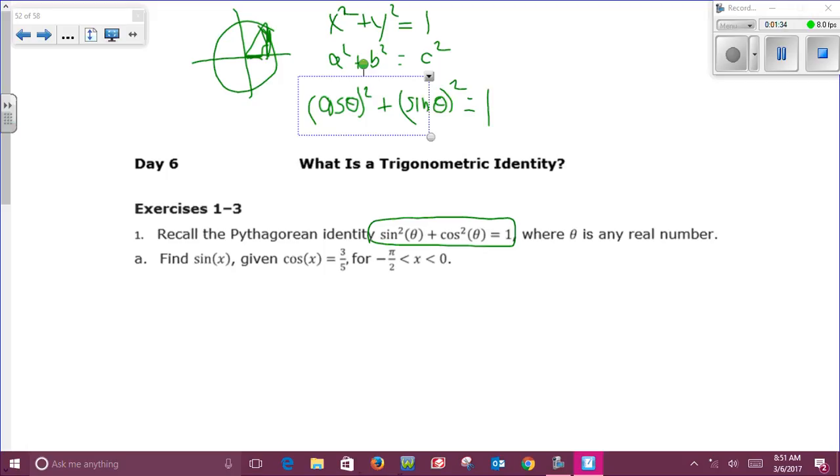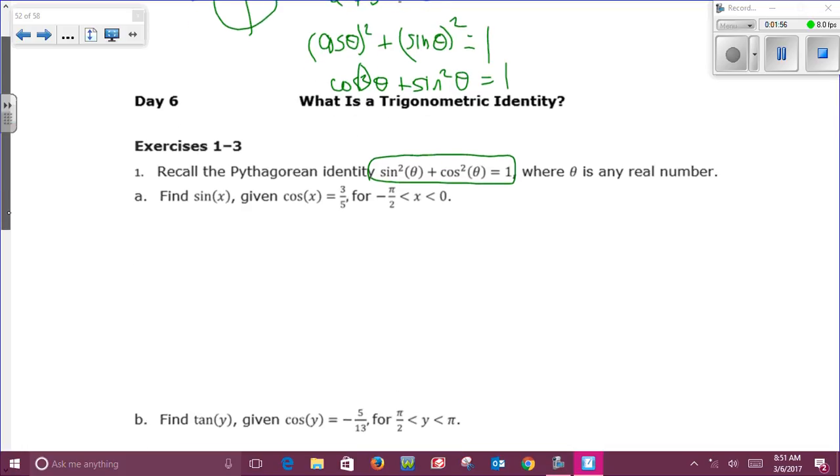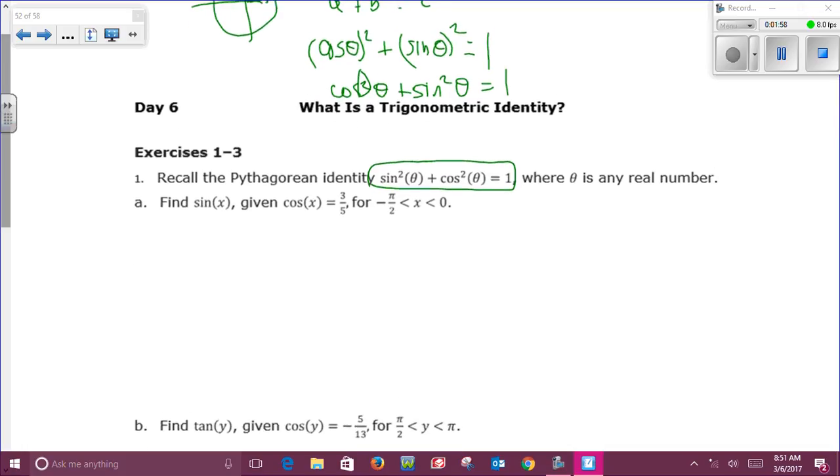And when we're talking about trig identities, we actually write them when they're squared as cosine squared theta plus sine squared theta equals 1. We square the trig function, we don't square the angle. So you got to be careful. The squared goes here. So we're using this sine squared theta plus cosine squared theta equals 1. I just changed the order. It doesn't really matter. It's the same function, where theta is any real number.